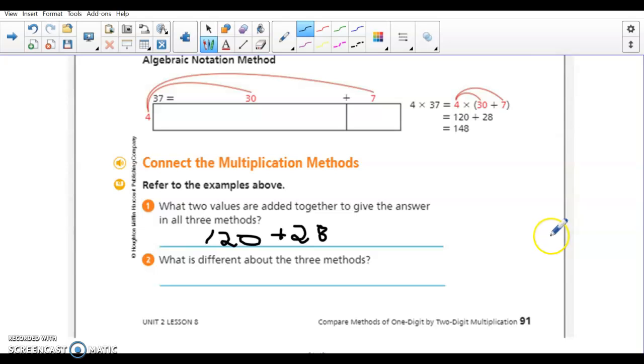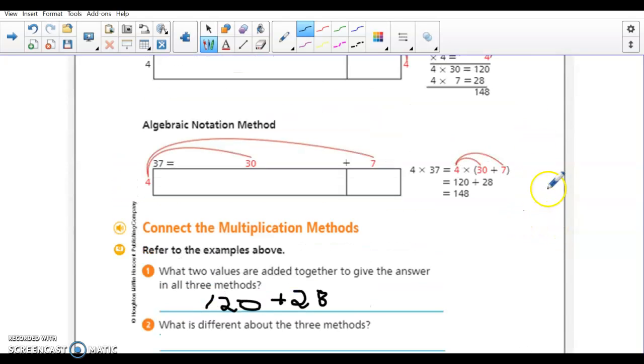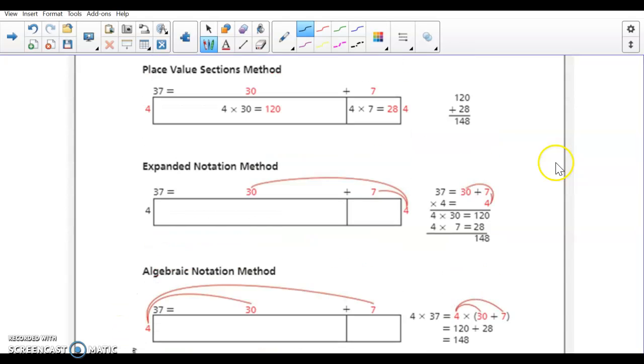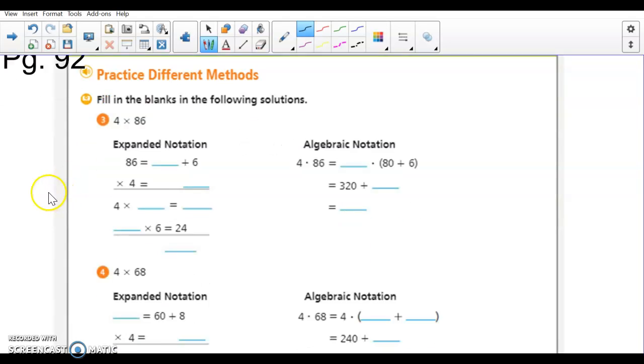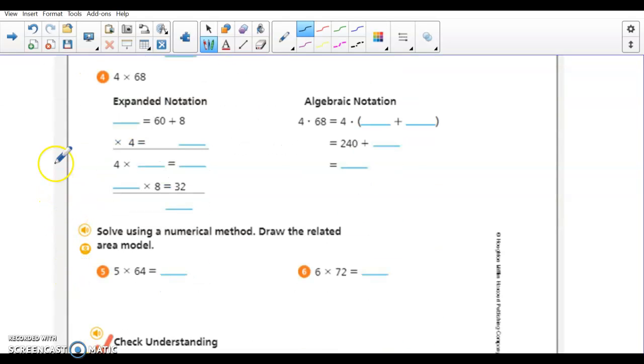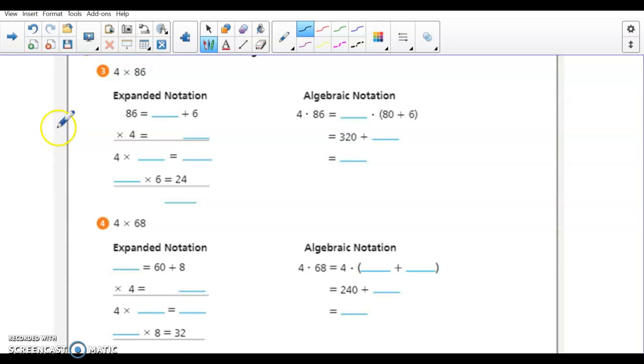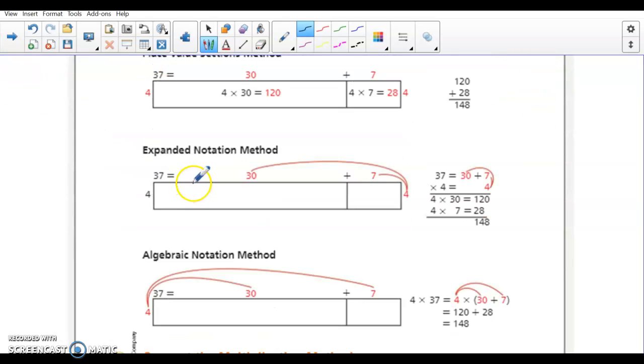When you go on to page 92, make sure you use these examples, all three of these, to try and solve problems 3, 4, and then 5 and 6. They are very similar, right? We just want to fill in the blanks here. You're doing 4 times 86 here and 4 times 86 here, but with two different methods, and then 4 times 68 here with expanded notation and here with algebraic notation. Once again, use these as examples to show you the steps that they used to fill in the blanks.